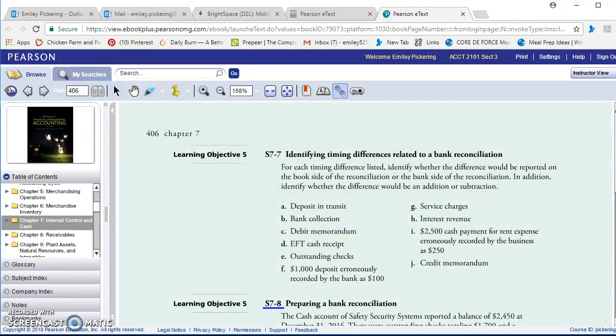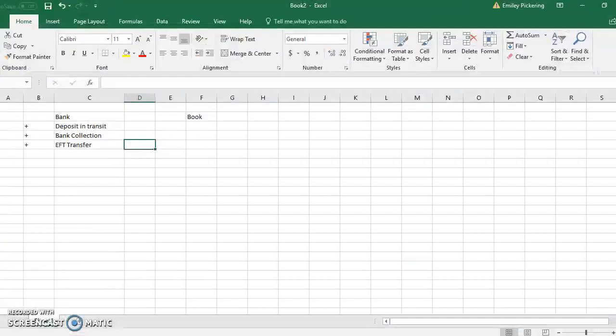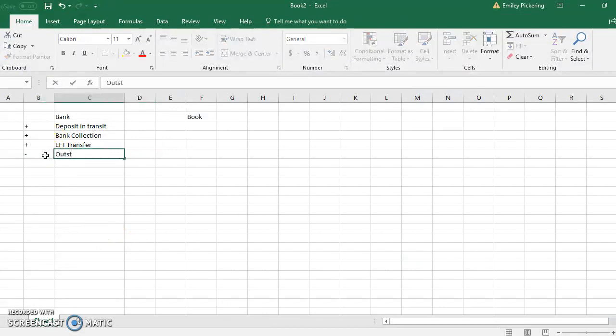Outstanding checks. What outstanding checks mean is those are checks that you have written, you know about them, you have subtracted them from your side, but whoever you wrote them to has not deposited or cashed them yet, so your bank doesn't know about them. So it's something you have subtracted on your side, but the bank has not. So I'm going to go ahead and say outstanding checks. So you're going to have to subtract them from the bank side.